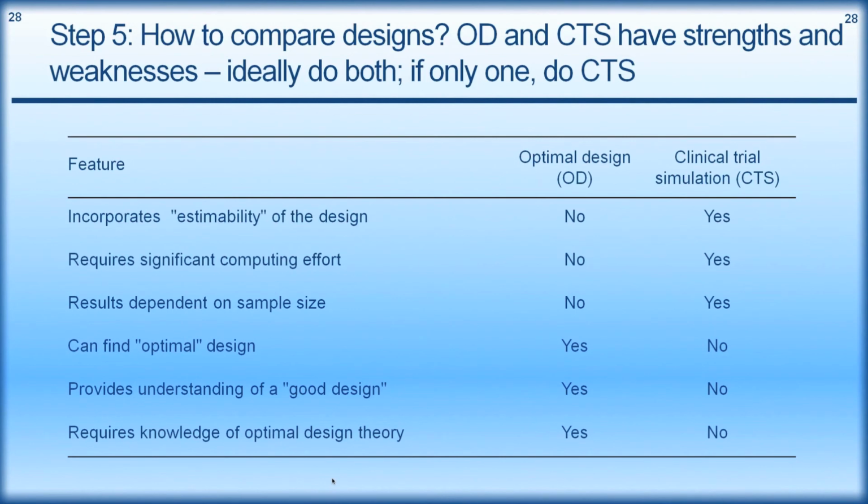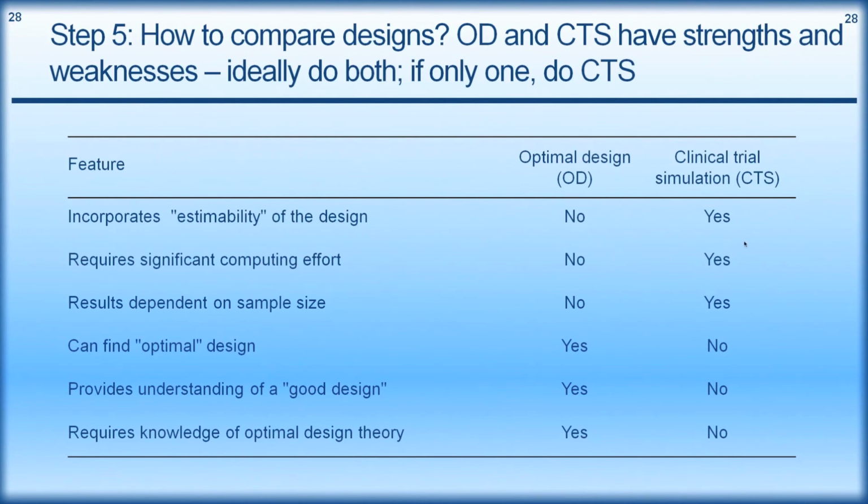Quick comparison between these 2 different methods. One of the big advantages of clinical trial simulation is it incorporates the estimability of the design. Because we're simulating the study and then we're estimating it, we get a good sense for actually how it's likely to perform in practice. In contrast, an optimal design may be optimal, but it may actually perform terribly in practice because the residual variability is so large that for a given sample size, it actually cannot reliably estimate the parameters, even if it's an optimal design.